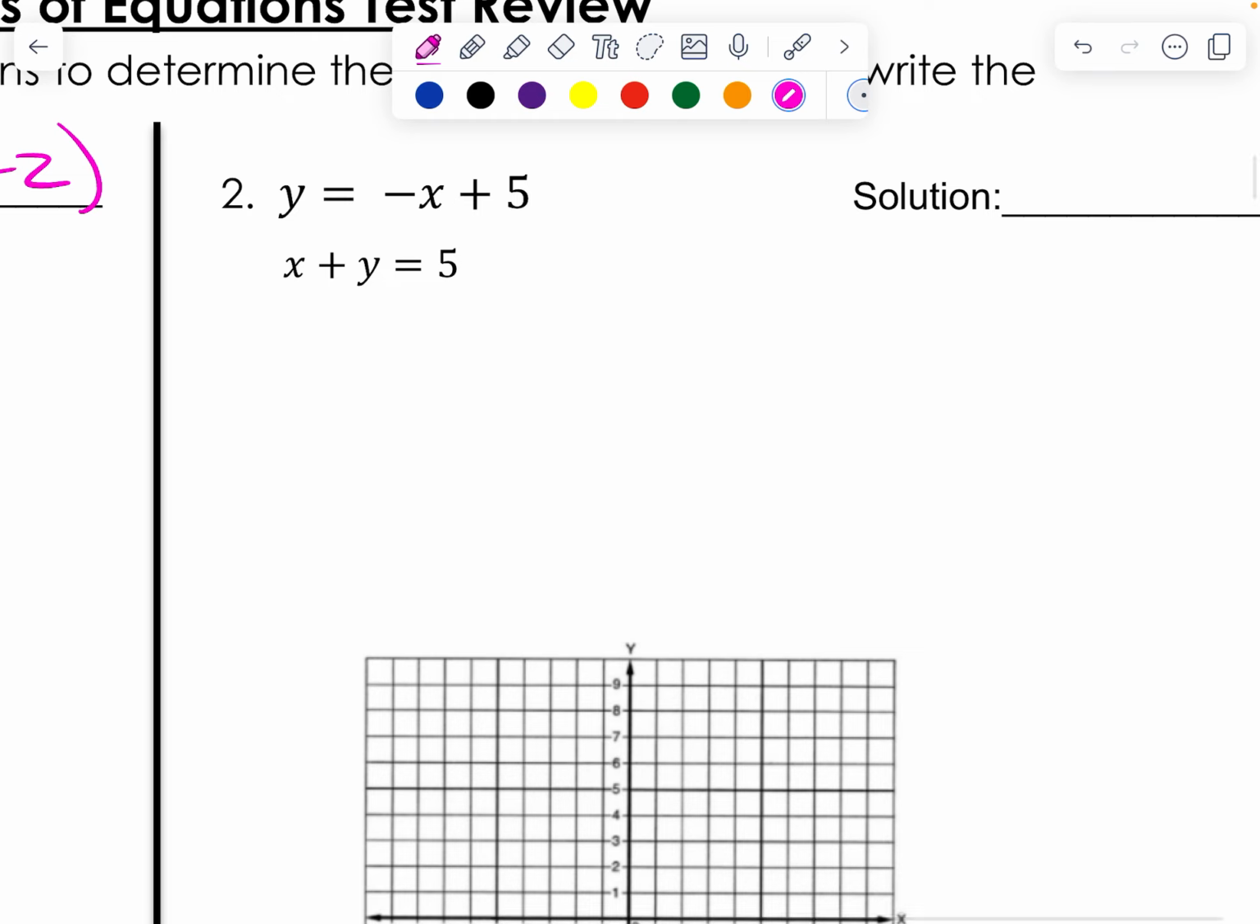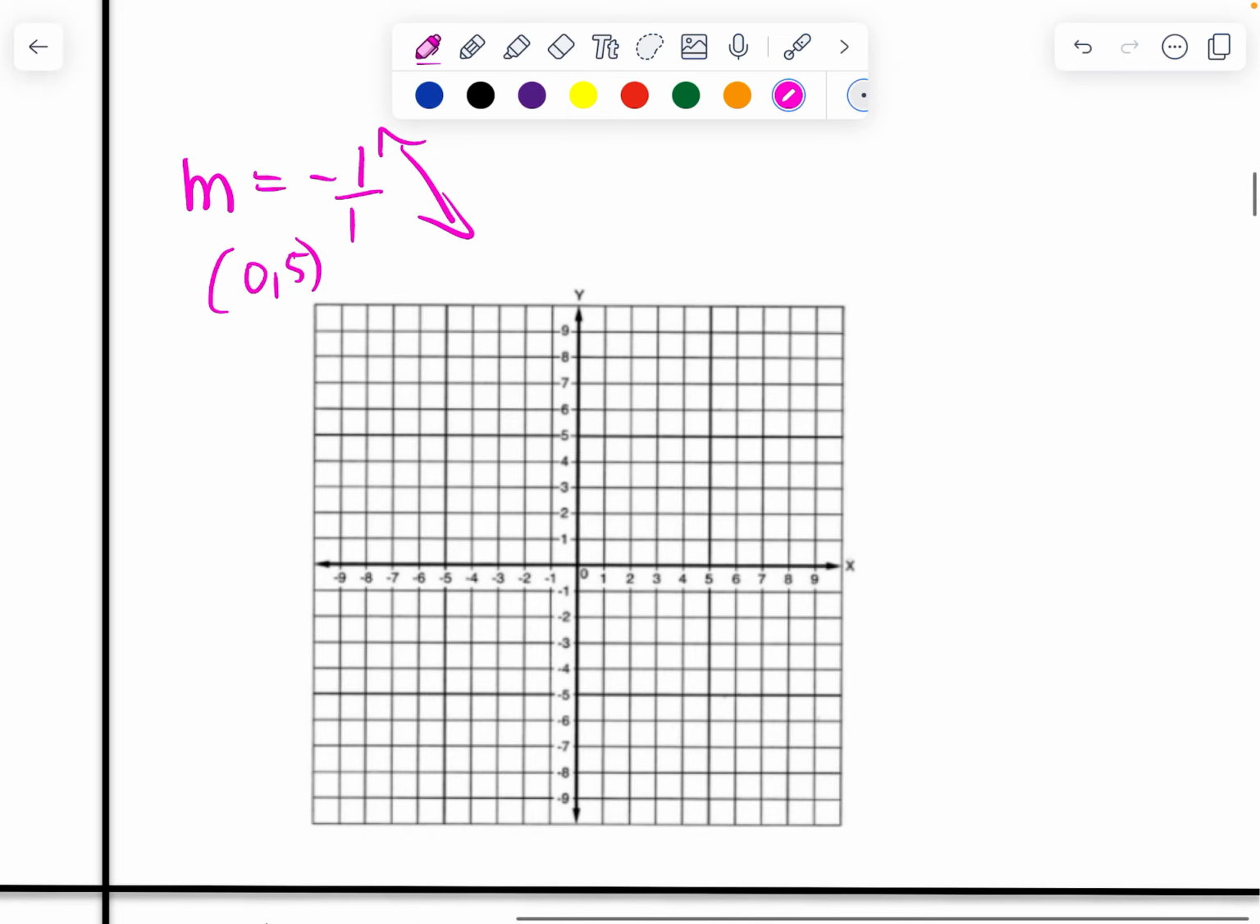Go to my next one. My first equation, the slope is -1. Remember, it's this direction. The y-intercept is 5. So I come here, I do 5, down 1 to the right, down 1 to the right, repeating. Okay. And there we have it.